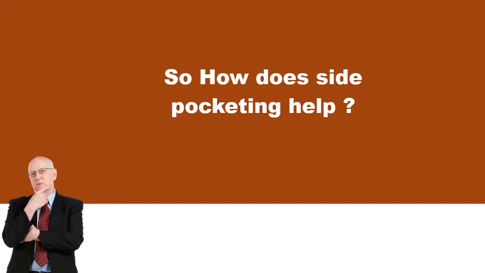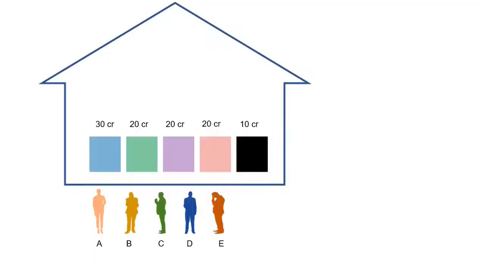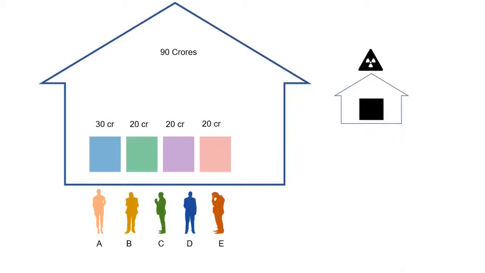So how does side pocketing help? Well, we have all heard that one rotten apple spoils the whole basket. So what will you do? Simple. Separate the good apples from the bad apples. Now this is exactly what side pocketing does. It separates the good asset from the toxic asset. What happens in side pocketing is that the toxic asset or the distressed asset is isolated and transferred into a separate scheme.